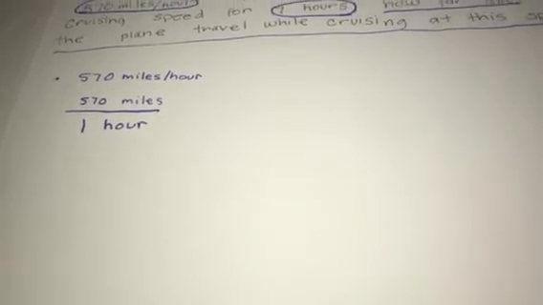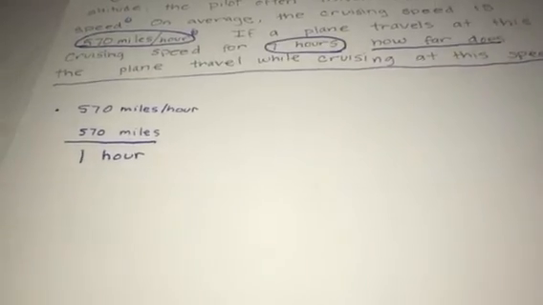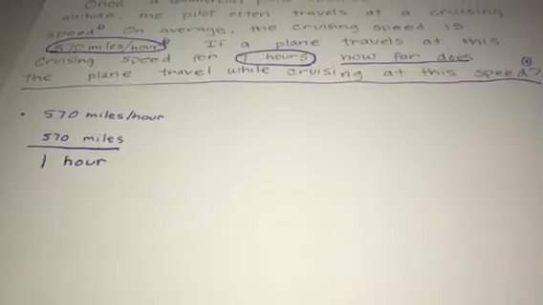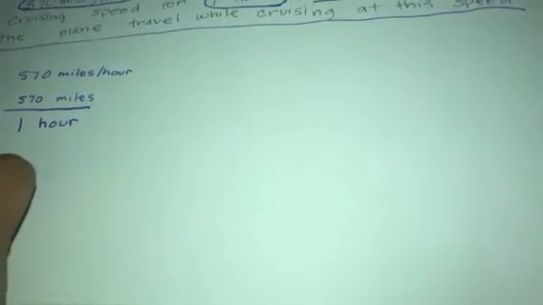570 miles, and I'm writing that in unit form, in 1 hour. Okay? So 570 miles per hour is the same thing as saying the plane travels 570 miles in 1 hour. Second piece of key information. We know that the plane traveled for 7 hours total.